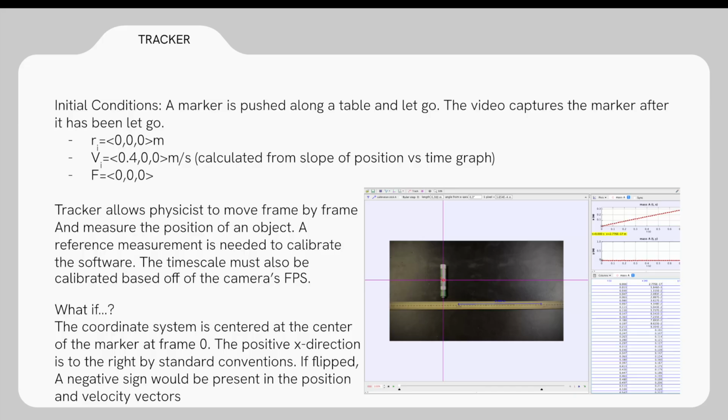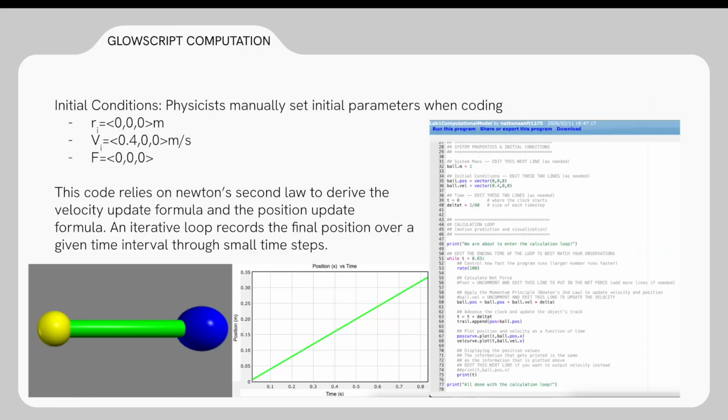Now, the second half of the experiment uses GlowScript computations, where physicists must manually set initial parameters when coding. I set the initial position as 0 meters in all axes, 0.4 meters per second in the x direction for the initial velocity, and 0 newtons in all axes for the force. Now, this code relies on Newton's second law to derive the velocity update formula and the position update formula, as I showed in an earlier slide.